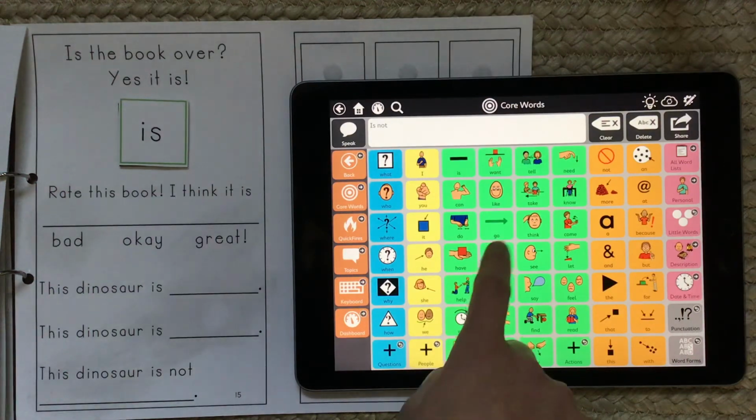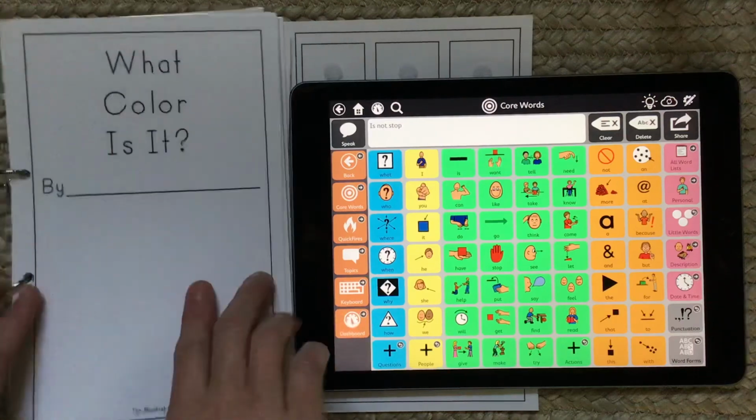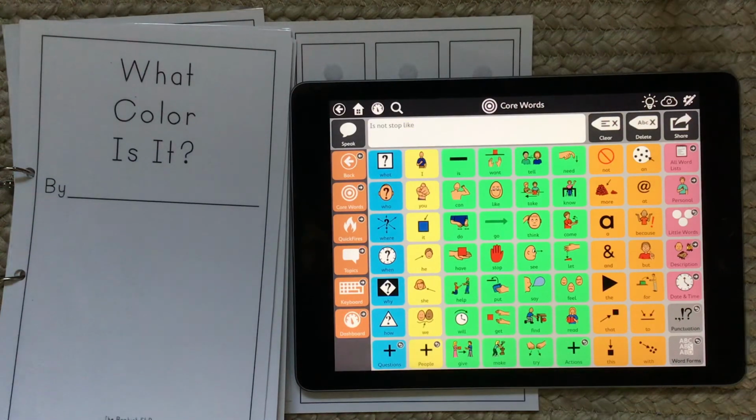And now we can stop. We're all done. I really liked reading this book with you today. I hope that you liked it too.